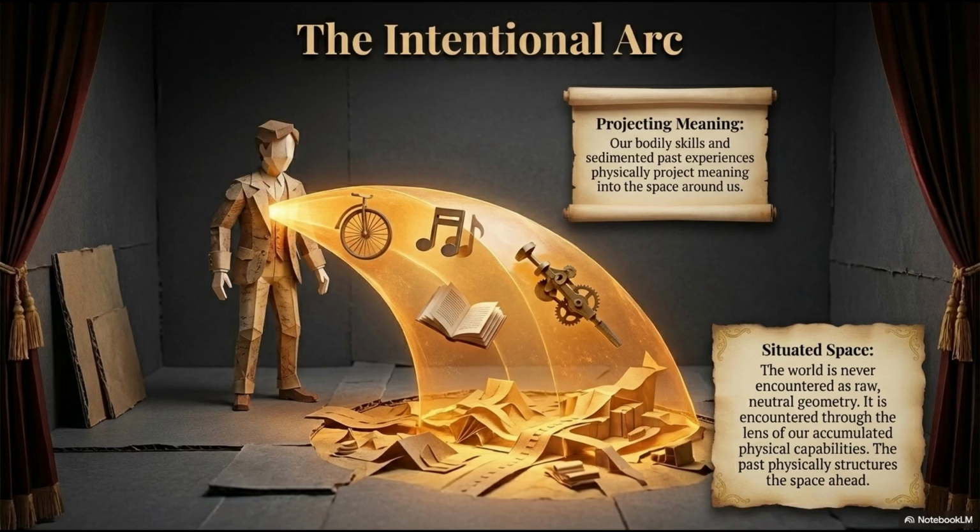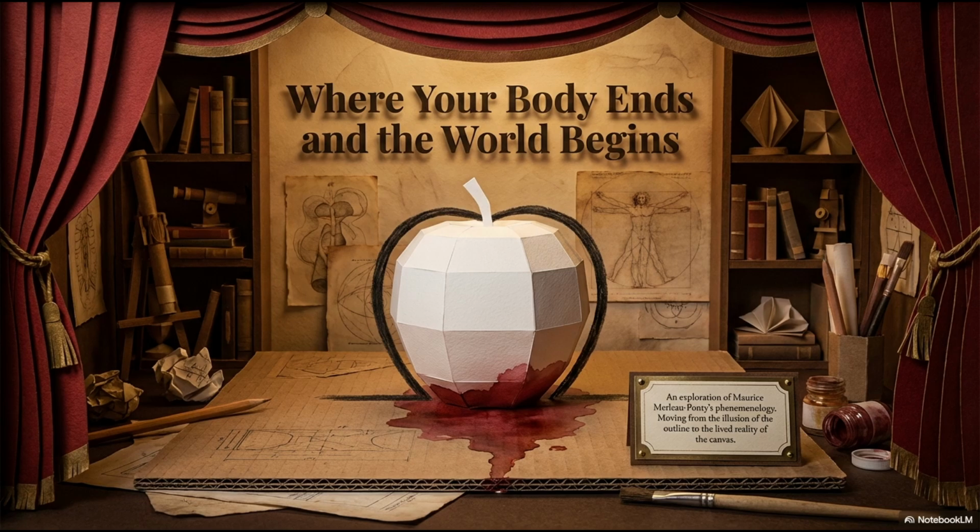Let's get into it. Traditional philosophy has essentially given us only two options for existing. We exist either as a conscious subject, which is the pure thinking mind, or as an object, which is physical matter. The stark pencil line between the apple and the table. Precisely. Merleau-Ponty looks at human experience and realizes this binary is utterly insufficient to explain how we actually live.